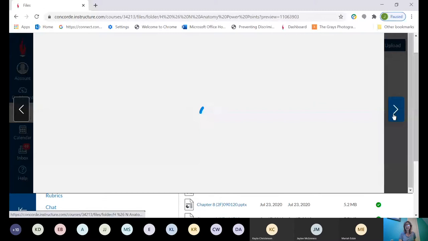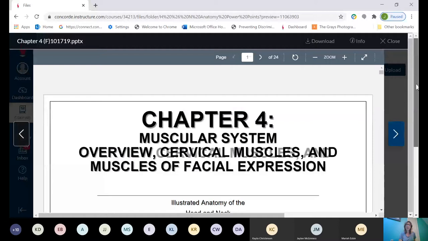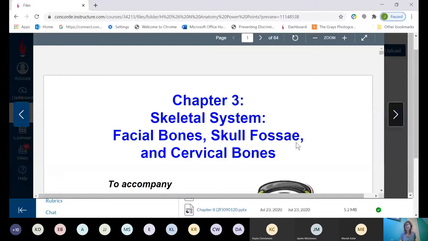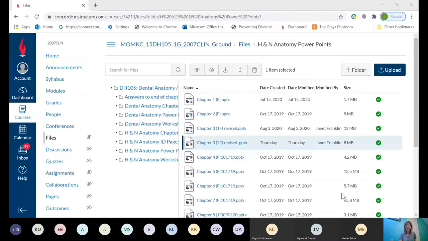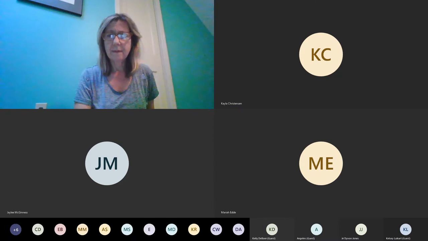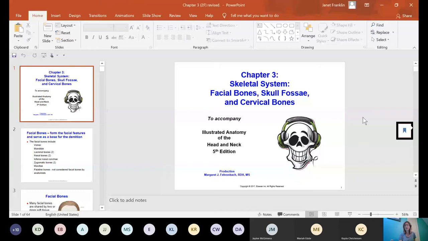The PowerPoint's stuck. Nope, that's not what I meant to do. Sorry. Because I have it open in Canvas too. Let me get rid of this. Now, hopefully, our PowerPoints will look the same. Okay, can you see that now? Yes.